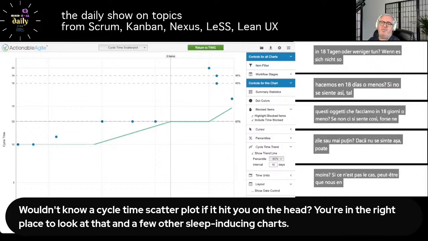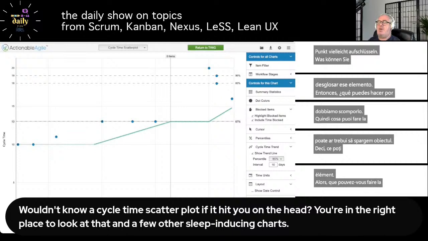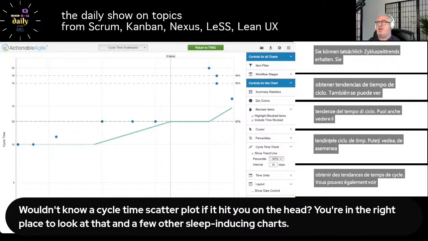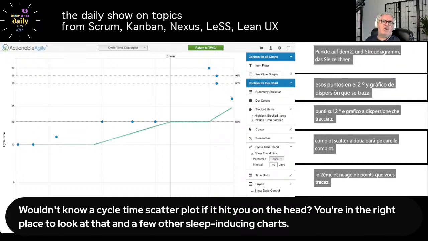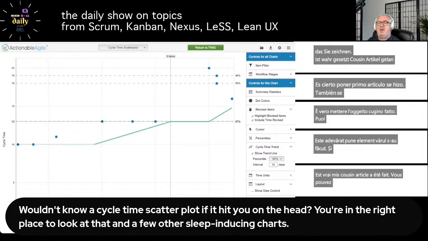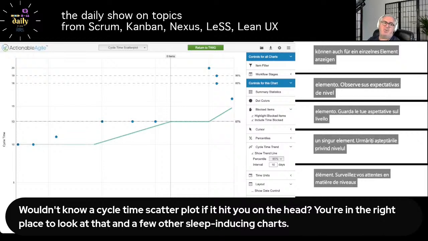break that item down. So on a cycle time scatter plot, there's lots of information you can get. You can actually get cycle time trends. You can also see throughput there, because every one of those dots on the cycle time scatter plot is throughput, because an item got to done. You can also see for a single item what your service level expectation could be based on the data. You can start with a guess.